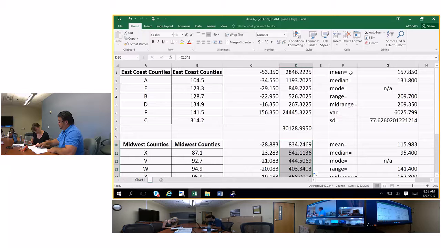And I'll tell you a secret. I told y'all to write this in your notes. I do have it in my notes. So take the variance, 602. The standard deviation is just the square root of the variance. Seven six two six. I have one of these for each one of our applications.